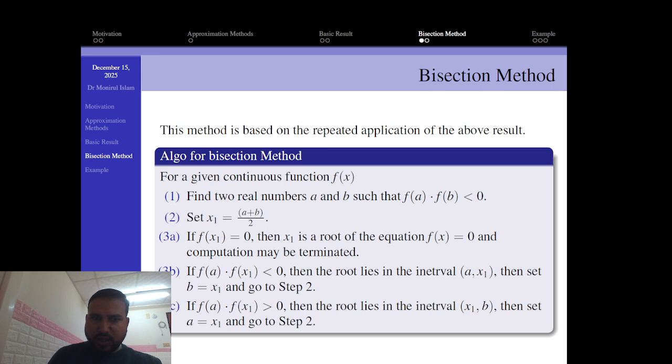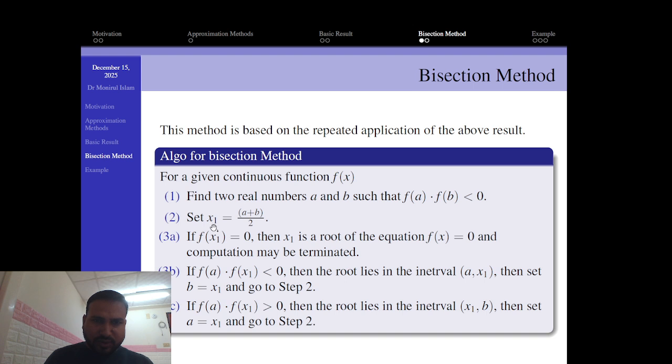First, for a given continuous function, we have to find two real numbers a and b such that f(a) and f(b) are of opposite sign. That means if f(a) is positive, f(b) is negative. From this condition, by applying the previous result, the root lies between a and b. So the previous result is going to be applied repeatedly for the bisection method.